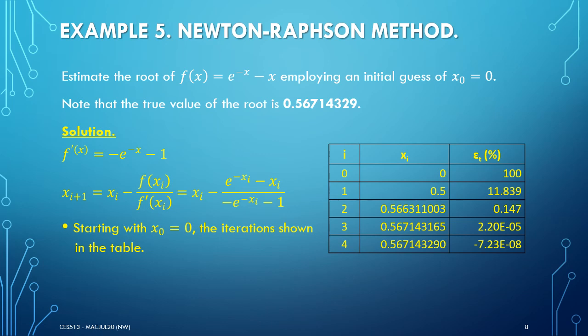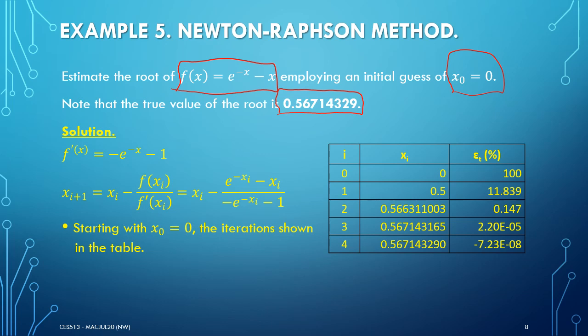We need to use the Newton-Raphson formula to estimate the root of the function f(x) = e^(-x) - x, employing an initial guess of x0 = 0. Note that the true value of the root is 0.5671439. So the true value of the root is given in the question.